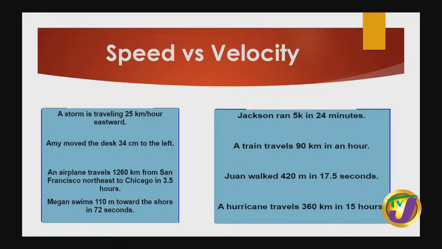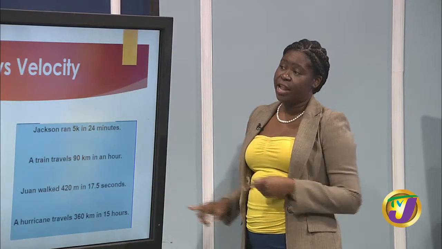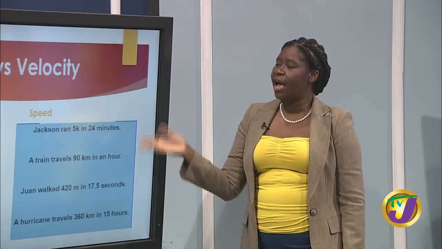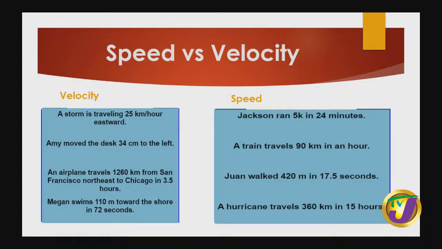A train travels 90 kilometers in an hour. No direction. One walked 400 meters in 17.5 seconds. No direction. A hurricane travels 360 kilometers in 15 hours, and I'm not seeing any direction mentioned in this situation. Based on what we have said before, we need speed and direction to determine velocity. So we can conclude that the first list is velocity, and therefore the situations on the right would be speed.